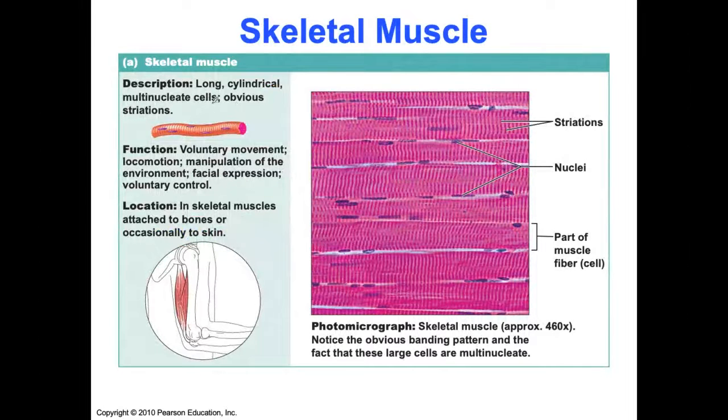When we look at skeletal muscle, we said skeletal muscle is involved in voluntary movement. It's involved in locomotion. It's involved in manipulation of the environment, the facial expression. It's all voluntary. In this picture, it's showing the triceps, the biceps, the pectoralis, the lats. You can voluntarily control all of those muscles on command.